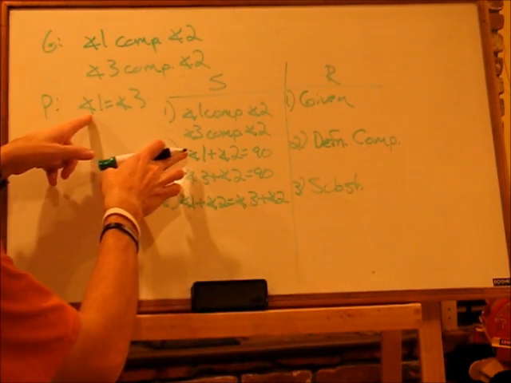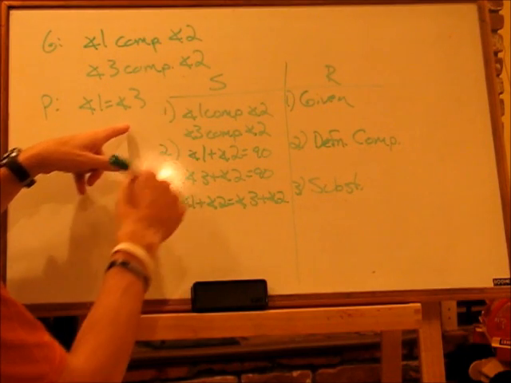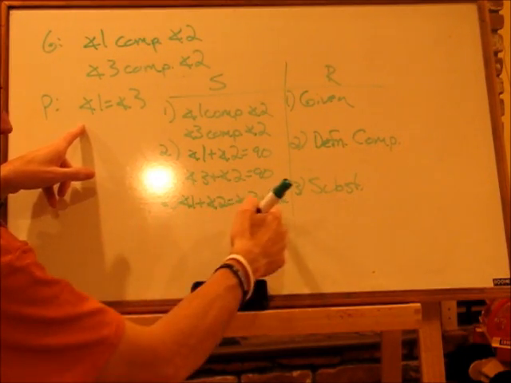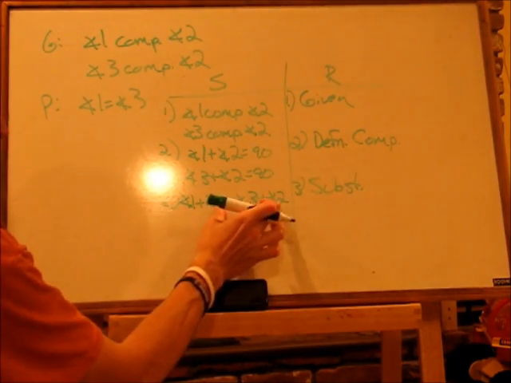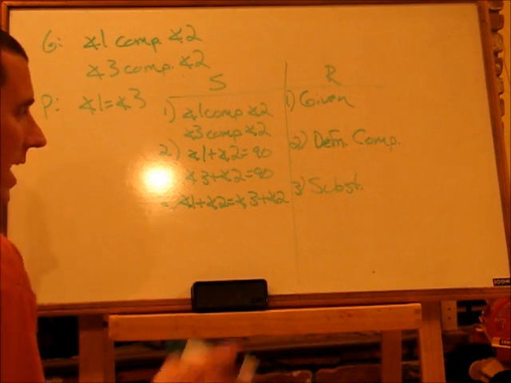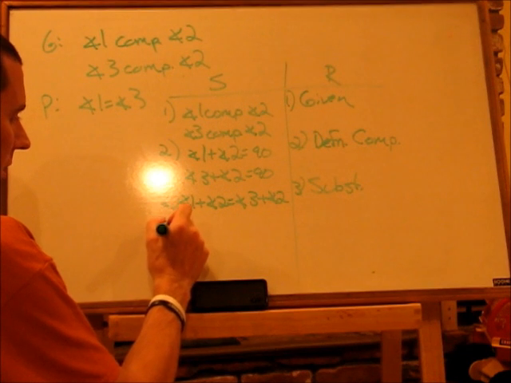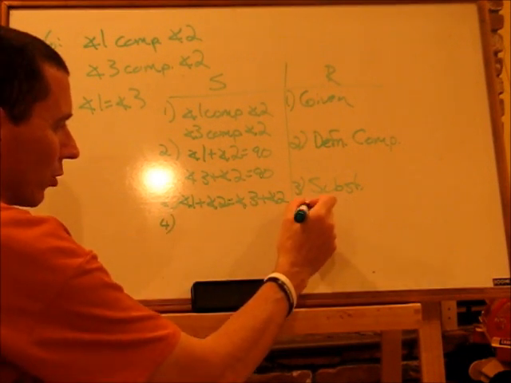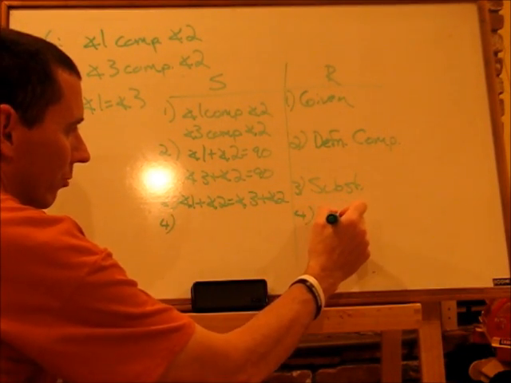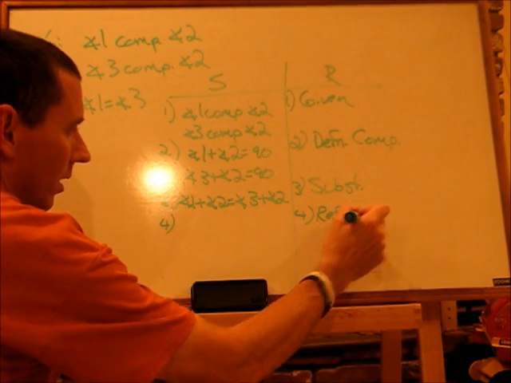We're close to what we're trying to prove. We got an equation that had angle 1 and 3 in the same equation, but we have some other stuff we need to get rid of. How do we get rid of the angle 2's? Subtraction, right?